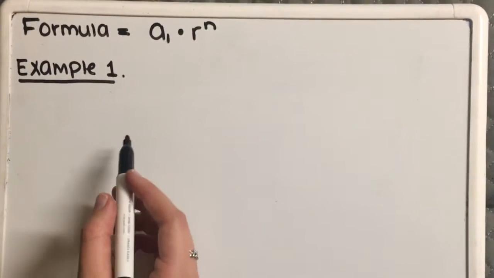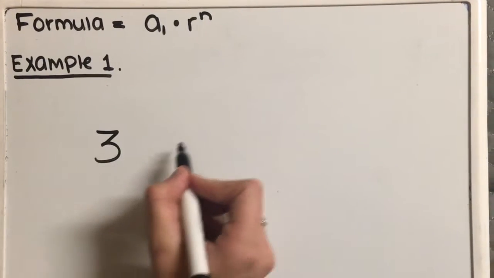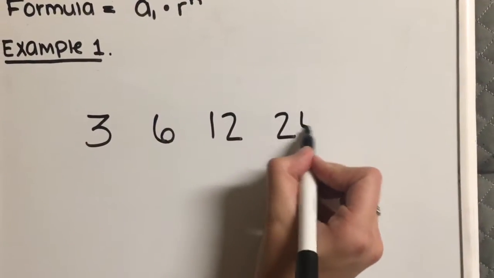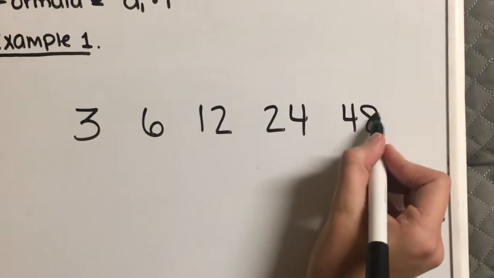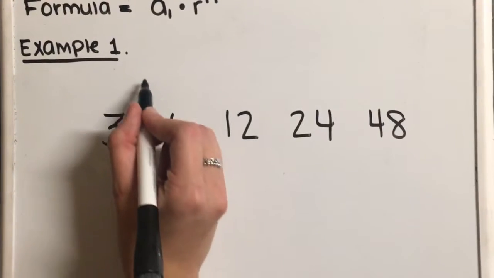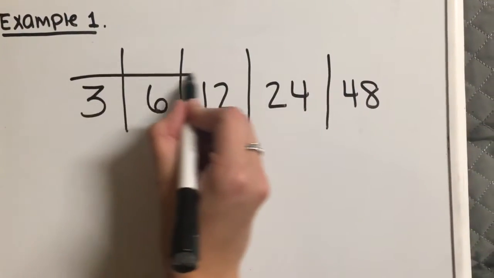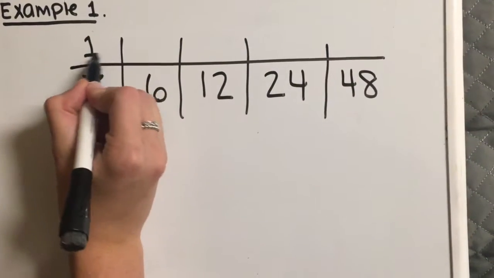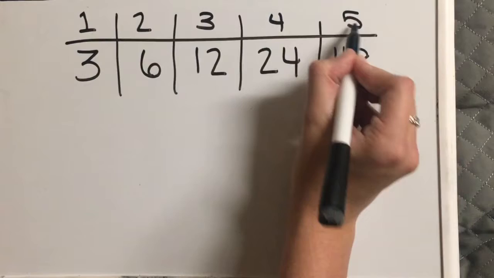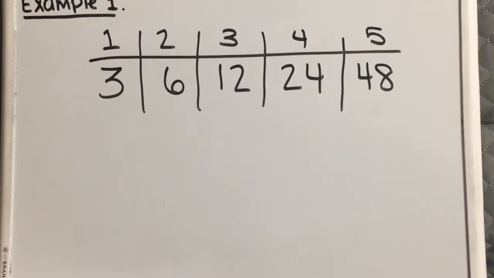In our first example, the numbers in our sequence are 3, 6, 12, 24, and 48. To know which number goes with which term, draw out a chart. Therefore, 3 would be the first term, 6 would be the second term, 12 would be the third term, and so on.